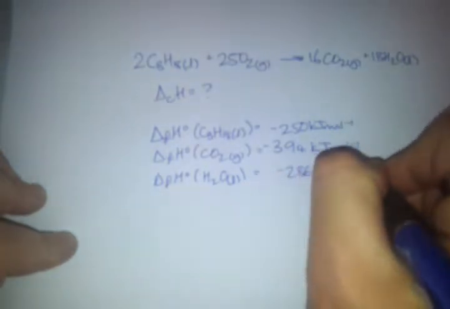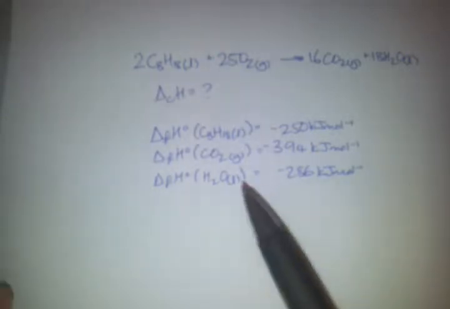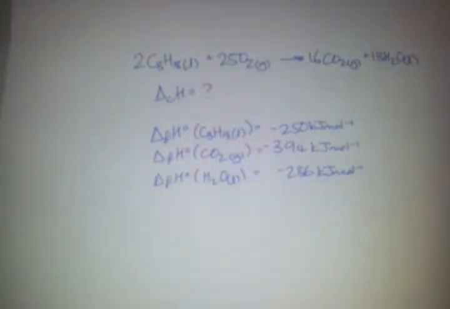Now you'll notice we haven't been given any value for these 25 oxygens. That's because they're already an element, so they don't get included in these. You can't have an enthalpy of formation for an element. It's already been formed. Okay, so how do we do this?